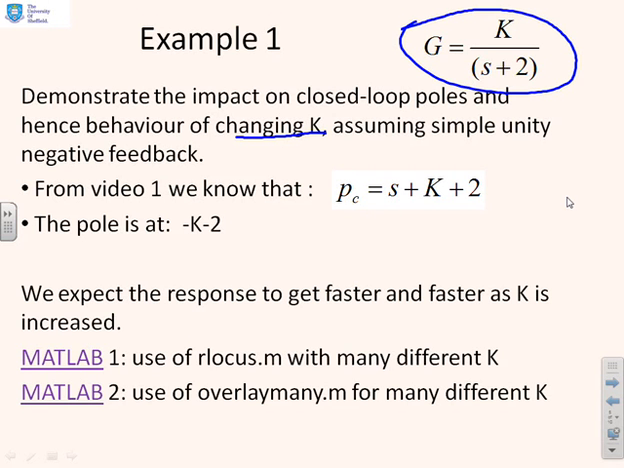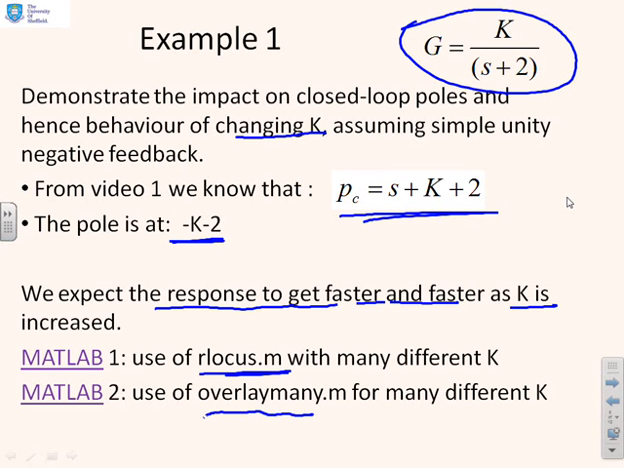Now, we already know from the first video that the closed loop pole polynomial is given by S plus K plus 2, so the poles are at minus K minus 2, and therefore what we expect is that the system response will get faster and faster as K is increased, because that pole is moving to the left. So what are we going to do? We're going to look at the use of rlocus.m for finding the pole positions, and then we're going to use overlay many to show how the behaviour changes as we change K. So let's move to MATLAB and you will see what's happening.